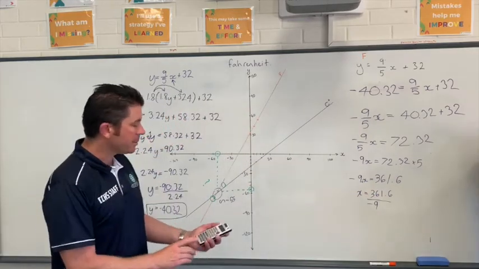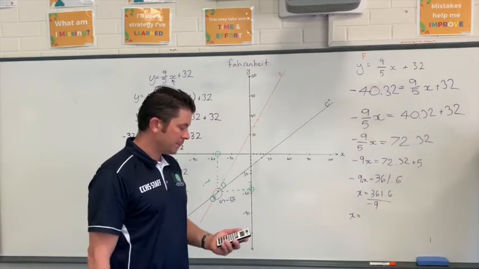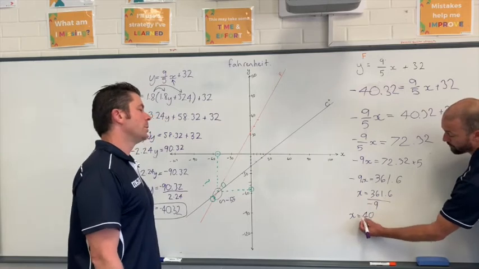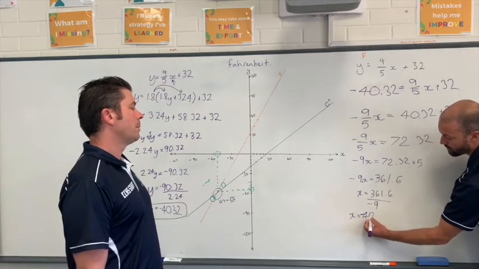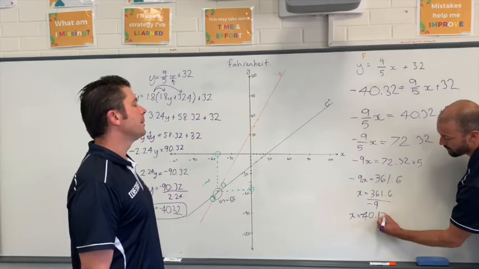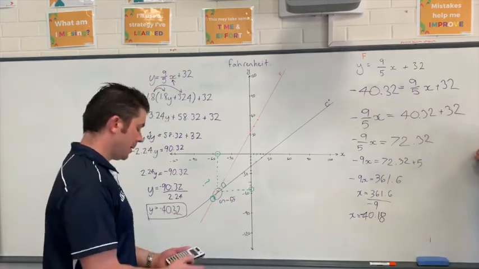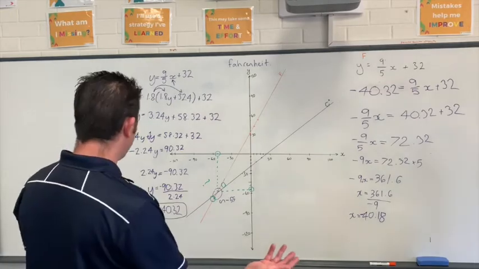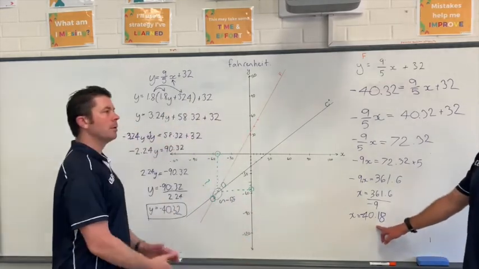So 361.6 divided by -9 gives us a total of minus 40.1... 17, actually, 118. 17 recurring with an 8 on the end. Okay, so we'll round it up to 18. So what have we got? We've got a Y value, let's talk about X value. 0.32, 0.18.